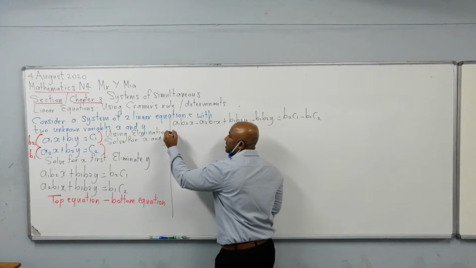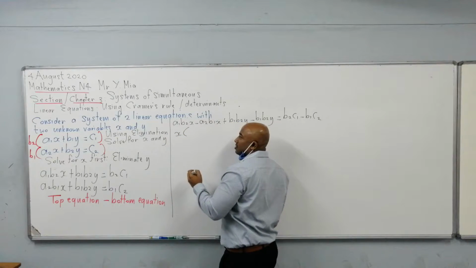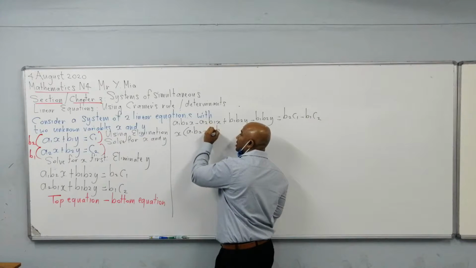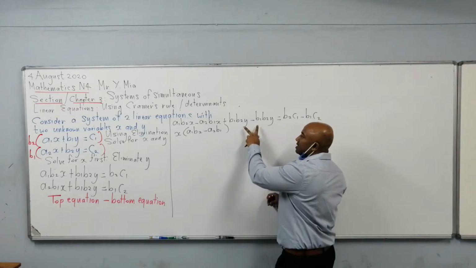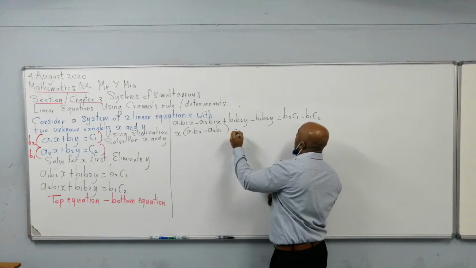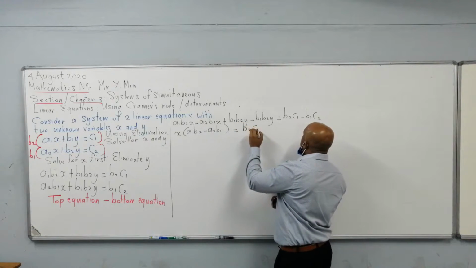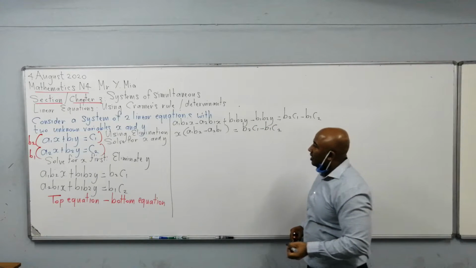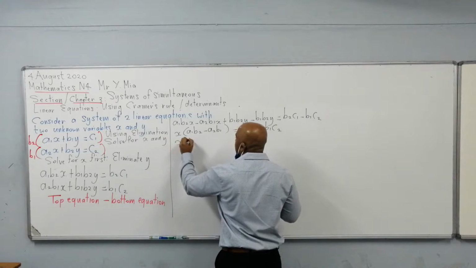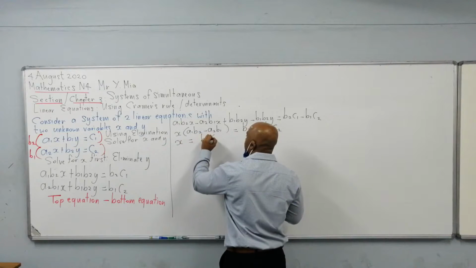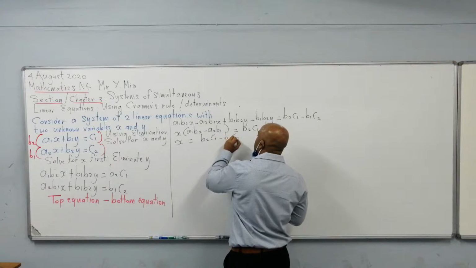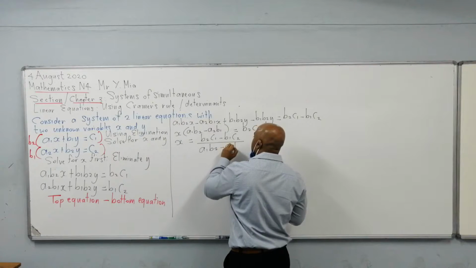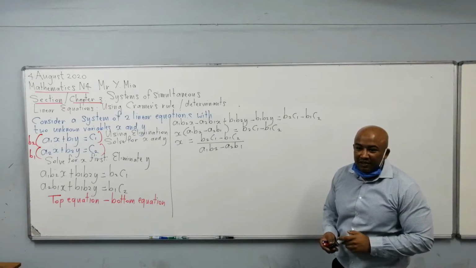So from these two here, I can take out a common factor of x. So I'm now left with a1 b2 minus a2 b1. This here is a 0. And then now I have b2 c1 minus b1 c2. And finally now x is equal to b2 c1 minus b1 c2 all divided by a1 b2 minus a2 b1. And this is the formula now.